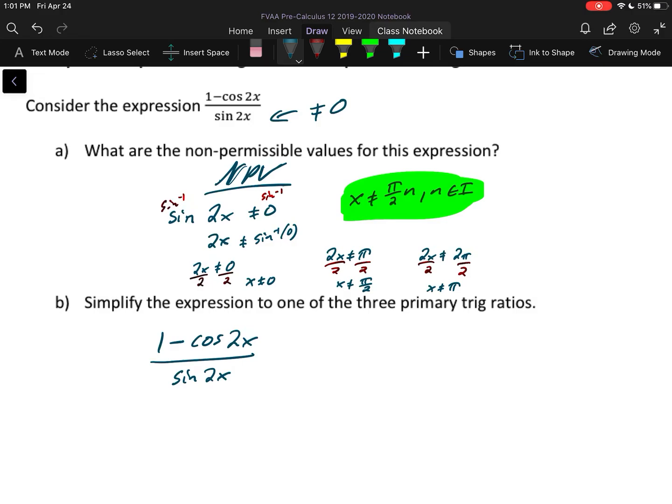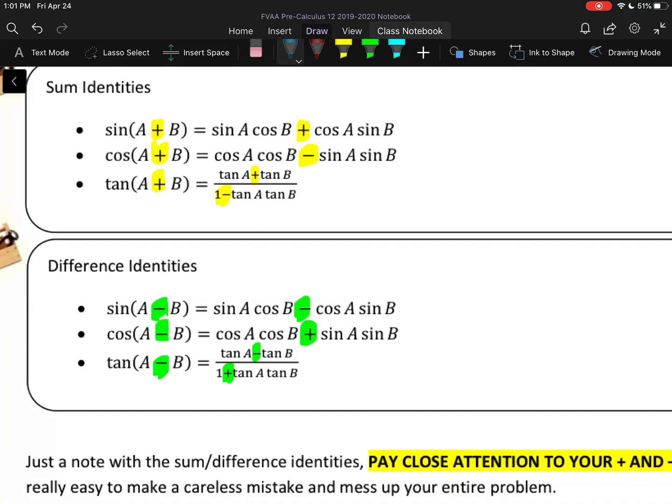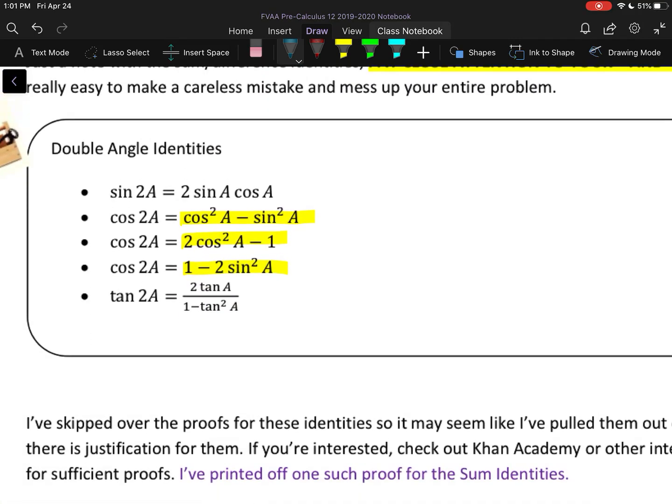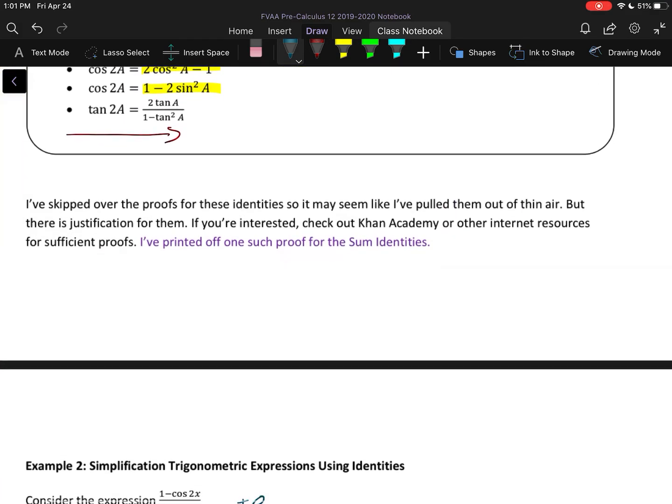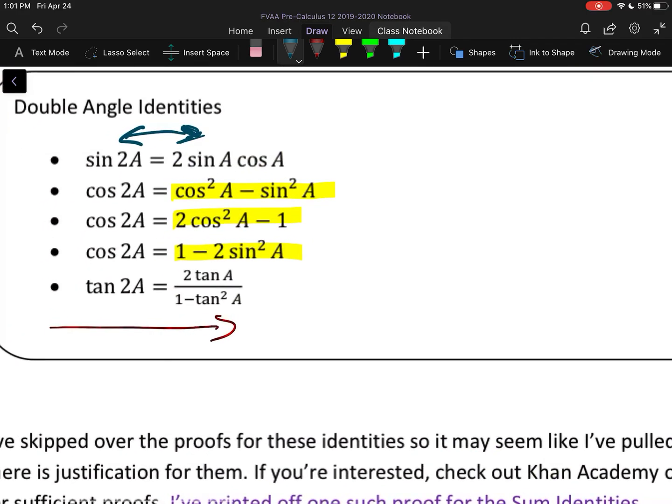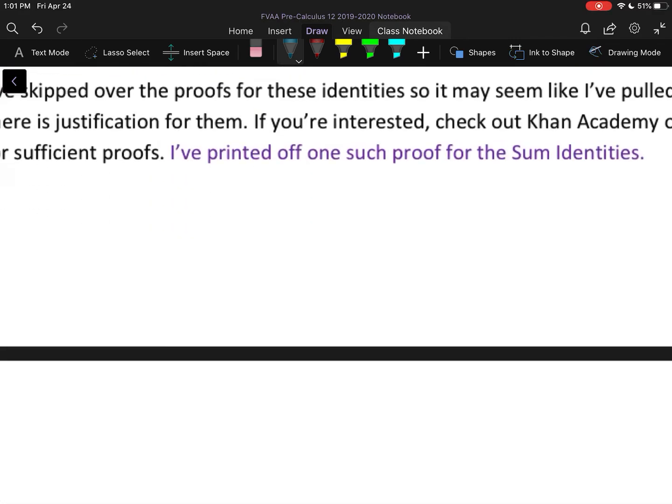The sum and difference identities here are used much less than these double angle identities, and so most of the time you'll be working with these. These are two-way identities. However, most of the time when you're simplifying, you'll want to be moving left to right, changing things on the left to things on the right and then simplifying from there. I can't say all the time, but the majority of the time you want to be moving left to right as you're proving your identities.